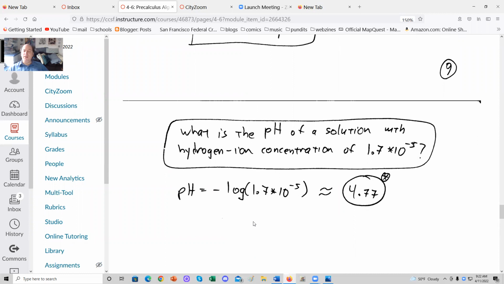Now here we have the pH of a solution with a hydrogen ion, well really hydronium ion, concentration of 1.7 times 10 to the negative 5th. That's easy. You take minus the common log of 1.7 times 10 to the negative fifth. That's a pH of about 4.77. Fairly acidic.